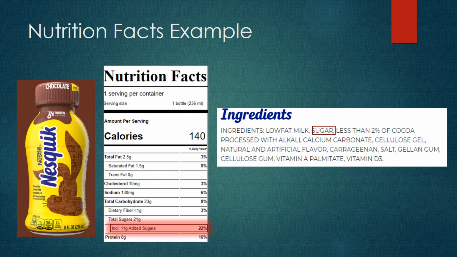Upon reviewing the ingredients list, first we have low-fat milk, which will contain lactose, a naturally occurring milk sugar. And the second ingredient is sugar. This is where we get our added sugars from. This is 11 grams, or like we said, 3 teaspoons of sugar that's added in this 8-ounce portion.